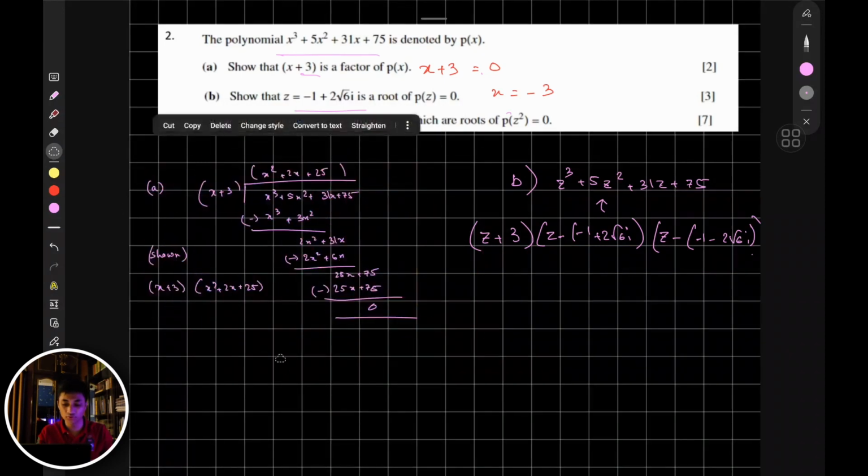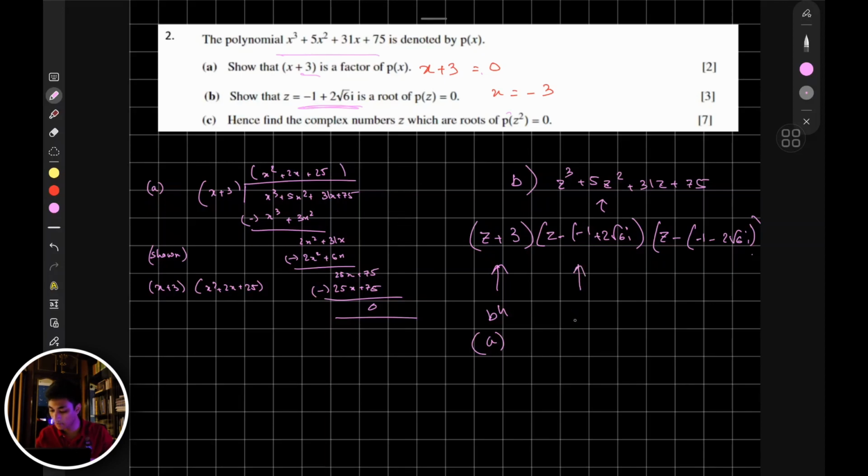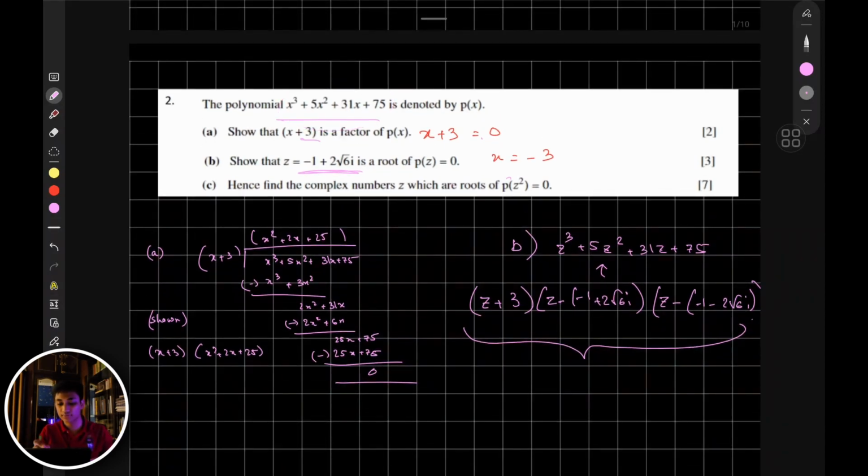Since they've given you one of the roots is this, you can deduce that the other two roots, this was from before, from part A, this is from part B, and this is a result of part B. Since they have told you one of the roots is minus 1 plus 2 root 6i, the other must be minus 1 minus 2 root 6i. So if you know that, if you multiply all of this, you're supposed to get this function. You're supposed to get it.